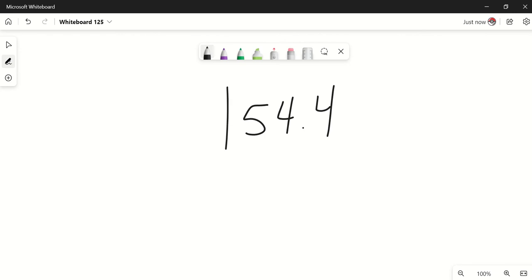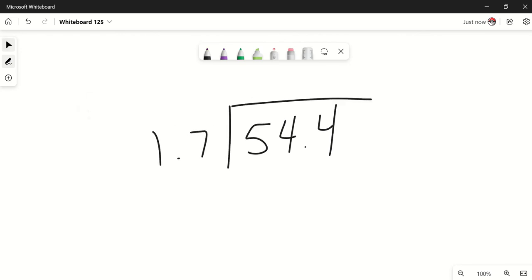54.4 divided by 1.7, and I'm going to go ahead and bring this a little lower. So my first step again is to make my divisor a whole number. I can tell my divisor here is a decimal, so it needs to become a whole number. I will do that by skipping the decimal over to the right, all the way to the right. That's only one jump. Whatever happens on the outside must also happen on the inside, so my decimal will go right here in my answer.